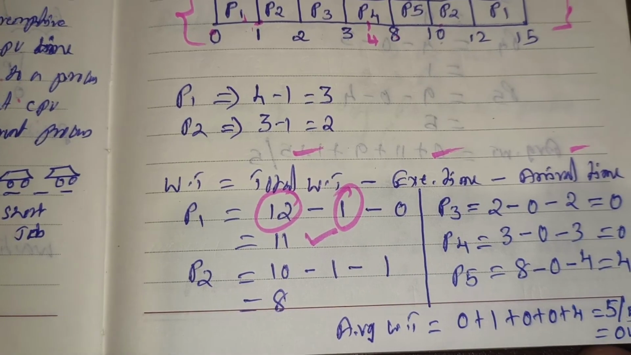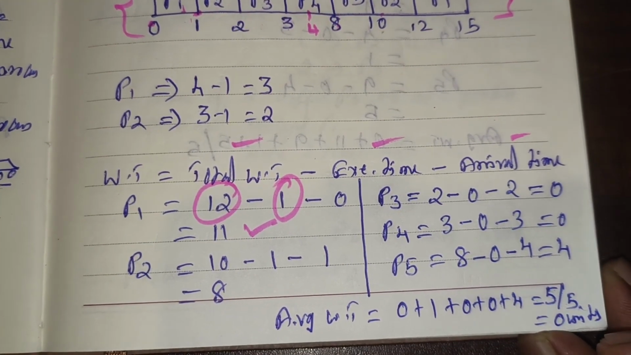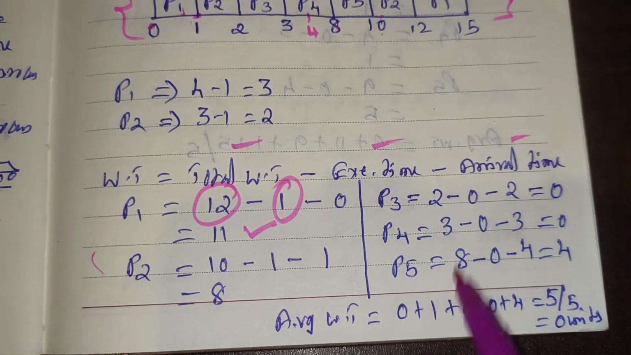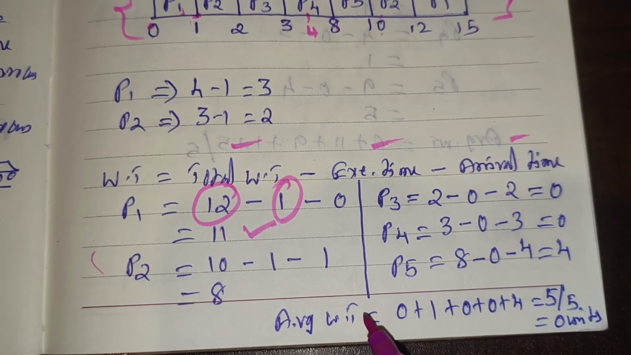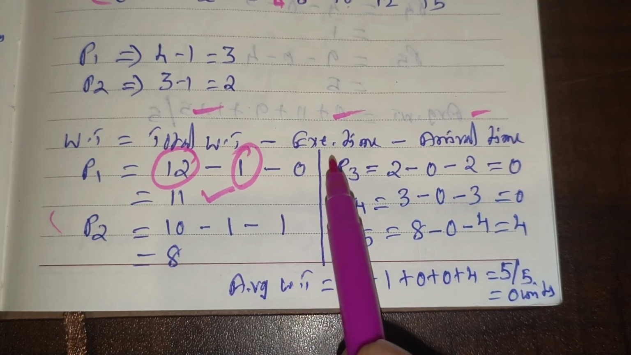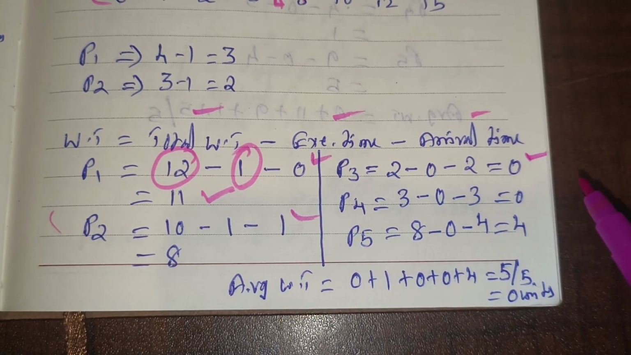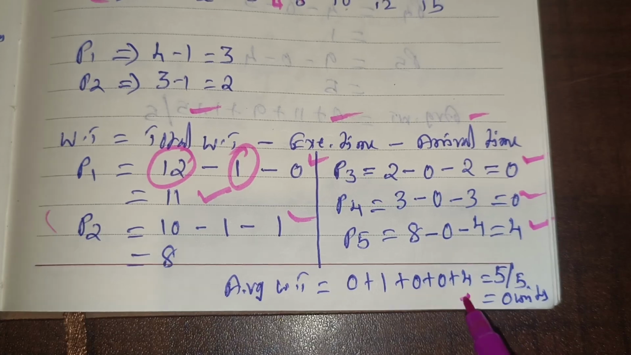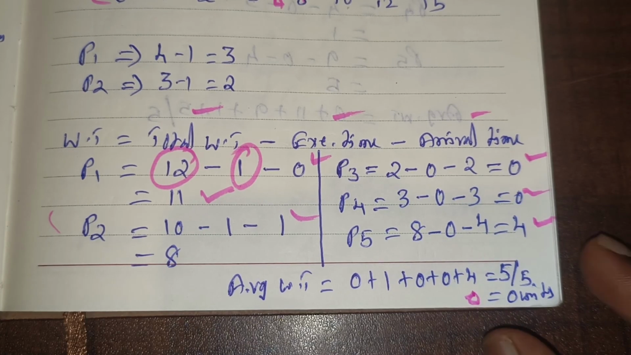So this is how processes 1, 2, 3, 4 and 5 work. You can check the answers, since it is a numerical subtraction, and you can do that by yourself. And you can see the average waiting time: you take all the answers, 0 plus 1 plus 0 plus 0 plus 4, which is 5, divided by 5, so you get 1 unit as the average waiting time.